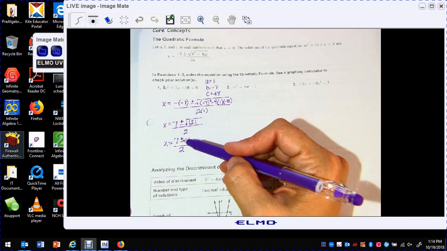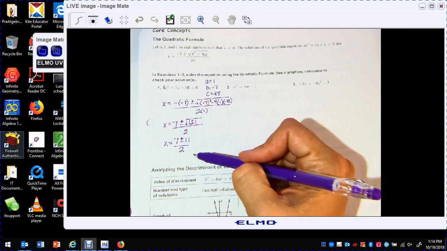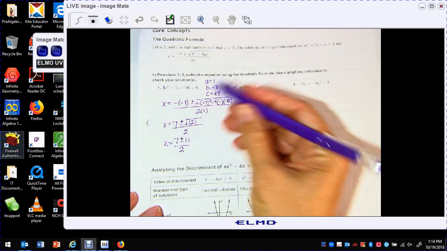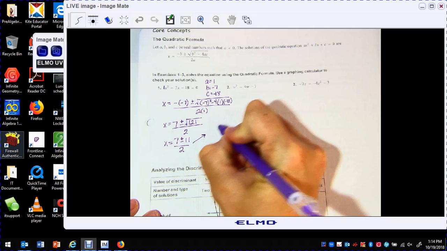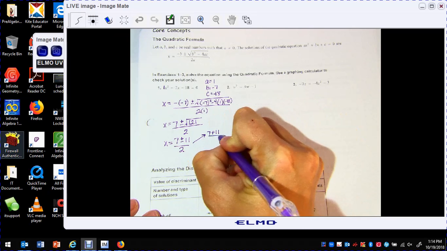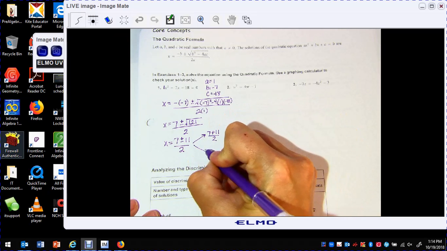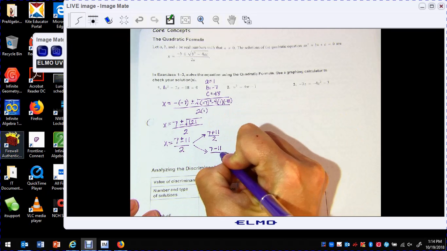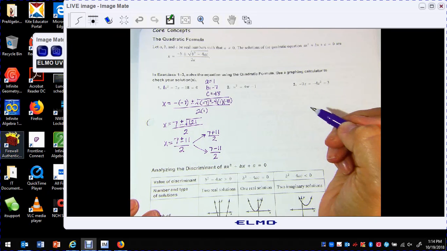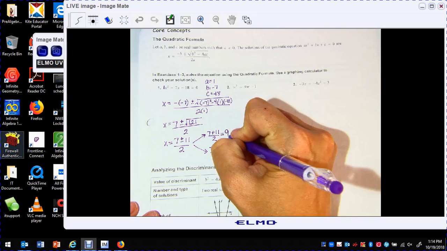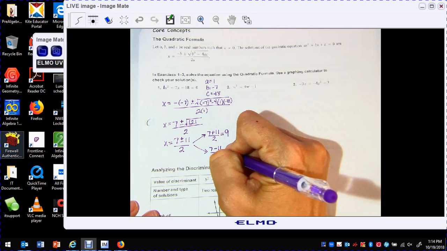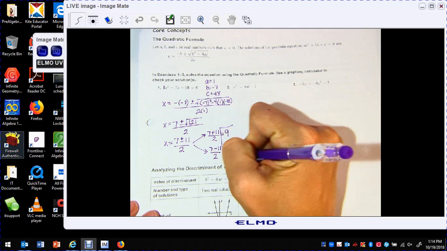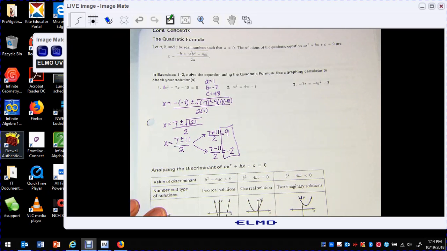Now, because I actually am down to whole numbers, I need to go farther. Okay? This plus or minus just tells me I'm going to have 2 answers. I have 7 plus 11 over 2, and I'm going to have 7 minus 11 over 2. That's what the plus minus is. Okay? So 18 divided by 2, negative 4 divided by 2. Here are my solutions. Okay?